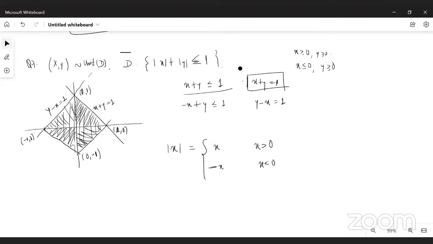Now if you have to find the joint distribution, you can calculate, right? And this is basically, it will come as 2. So uniform distribution will be 1 by 2.